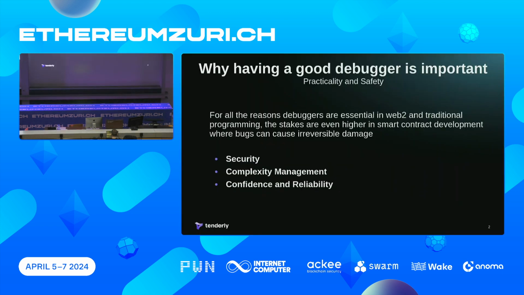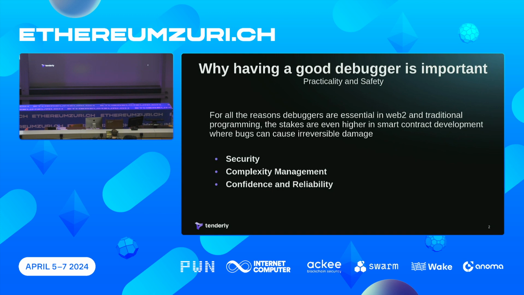So why is having a good debugger important? Well, for all the similar reasons for why the debugger is important in Web 2, so all the essential stuff that developers use it for, such as navigating through the code, understanding how the execution is correlated with the source code, what's going on at the high level, and if an error occurs, it helps them navigate to the bug much more easily.